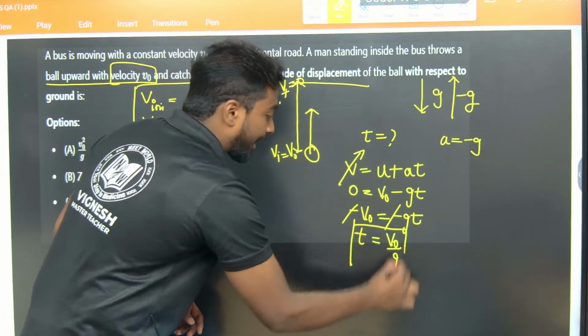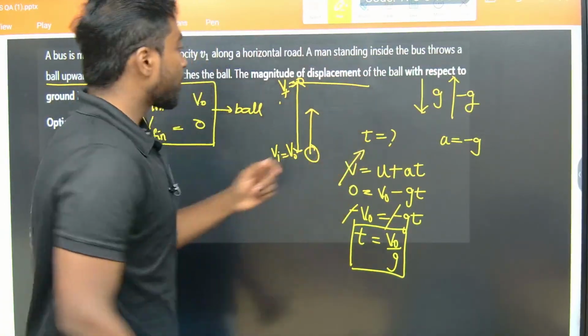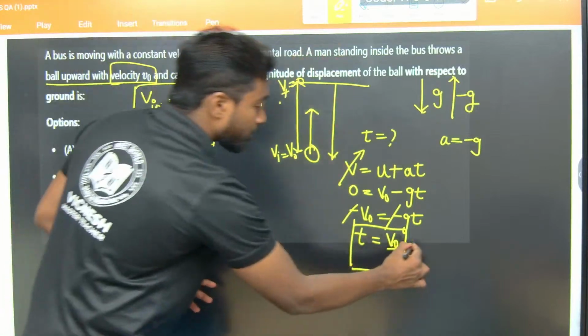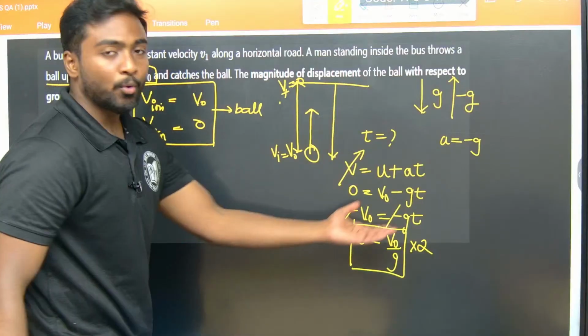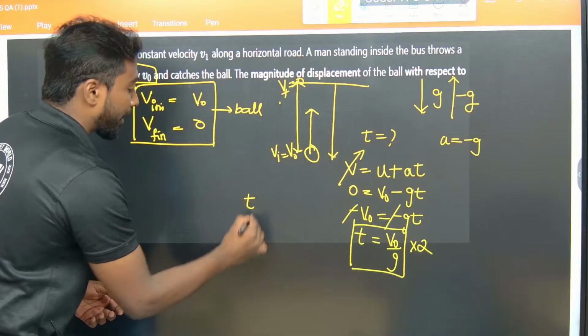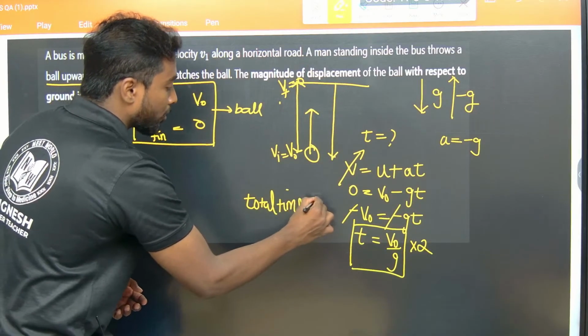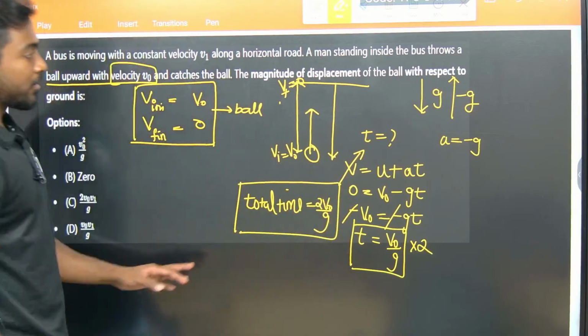So this is the time taken for the ball to reach the maximum height. The same time will be taken to reach the ground, so multiply by 2. So v0 by g plus v0 by g will become the total time. Total time should be equal to 2 v0 by g. So you keep this as it is. Now this is the time.